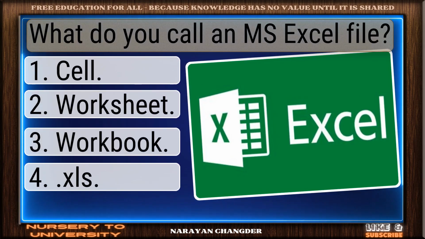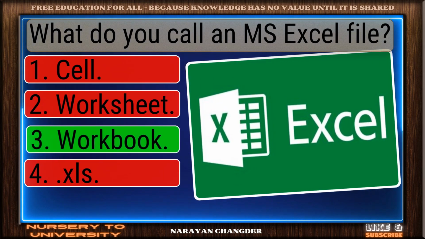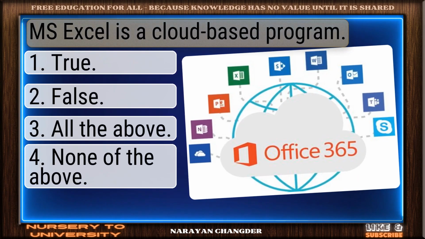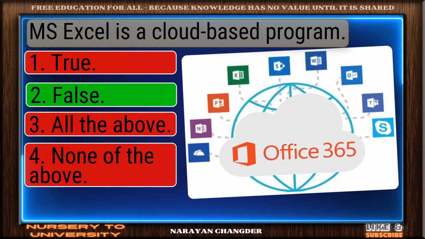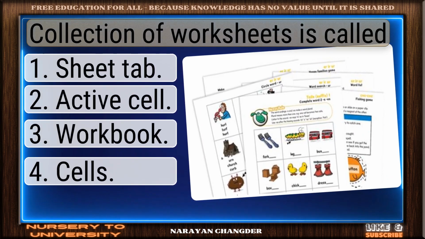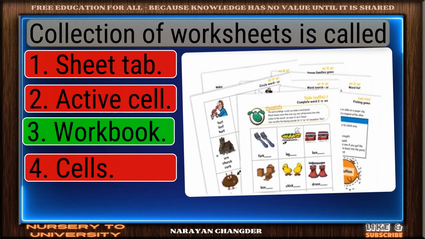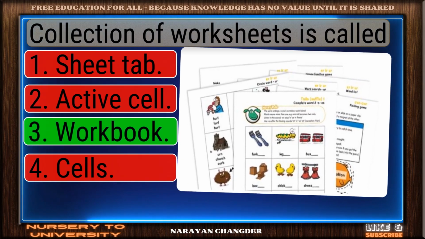What do you call an MS Excel file? You chose workbook, and it is correct. MS Excel is a cloud-based program. Sharp thinking. False is the right choice. Collection of worksheets is called. Great thinking. Workbook is the right choice.